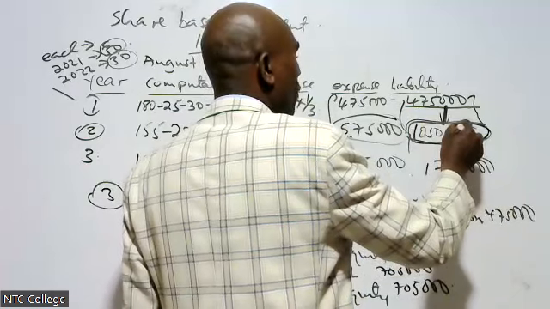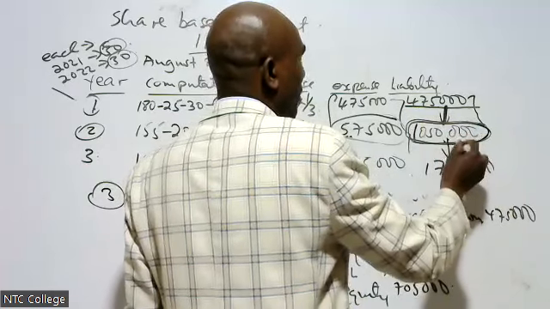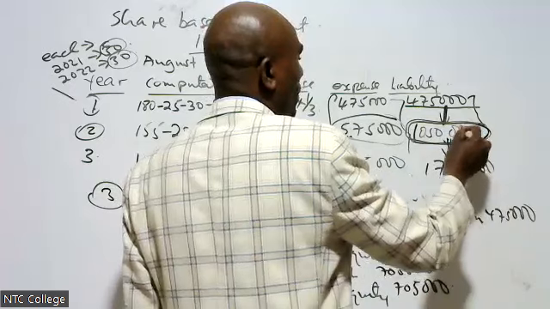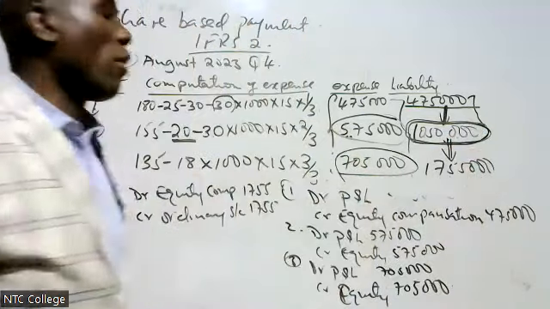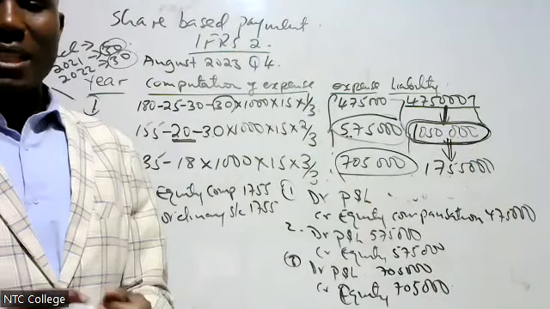But now it's moving from 1050 to 1755. What is increasing it from 1050 to 1755? It is the expense of 705. That's how you recognize that.